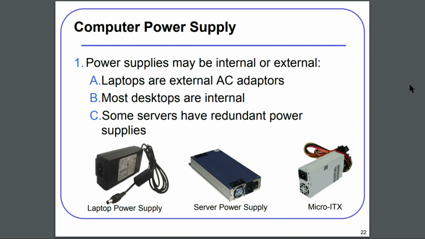In this slide you can check the computer power supplies, which may be external or internal. A is a laptop's external AC adapter, B is most desktops, which are internal, and C is some servers, which have redundant power supplies. So in the first picture you can see the laptop power supply, in the second picture you can see a server power supply, and the third is a micro ITX.